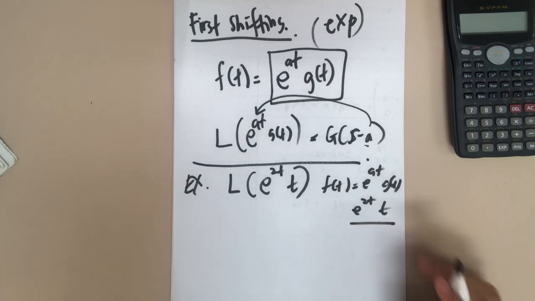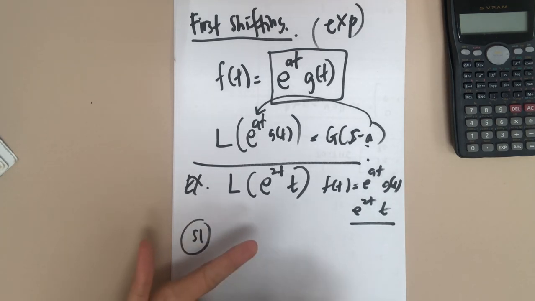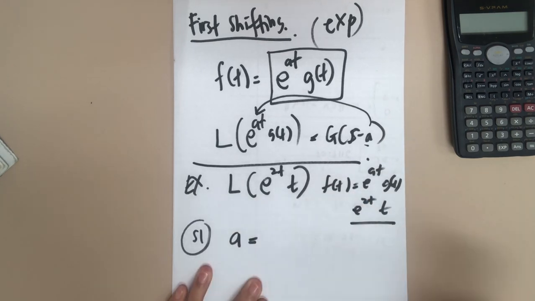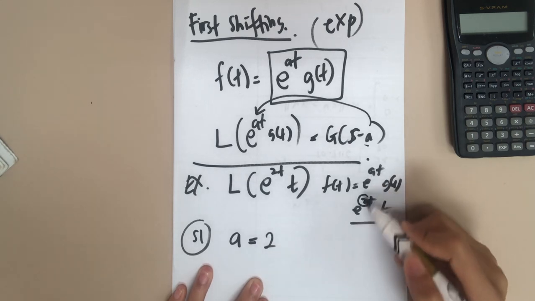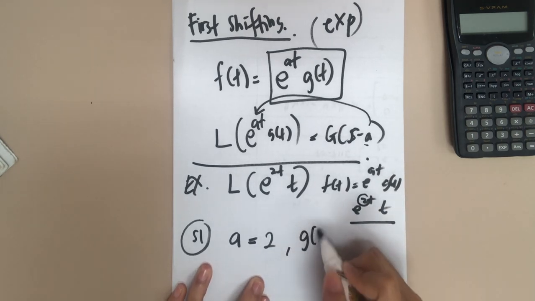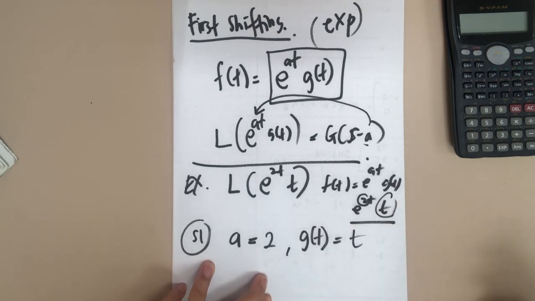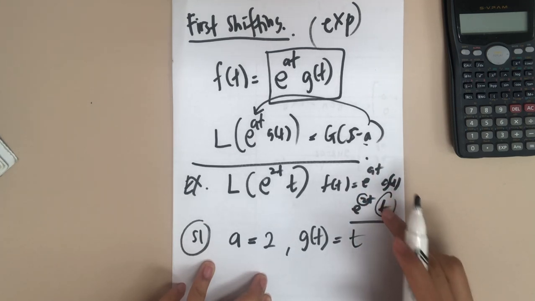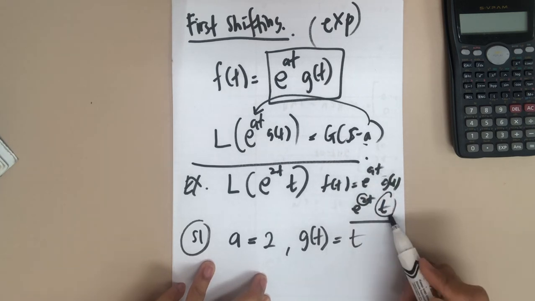So what is the first step? The first step is to identify what your a and your g(t) are, based on your function f(t). Your a here is 2. Your g(t) here is t. You just compare f(t) with the function given here, and you will get a is 2 and the whole g(t) is t.